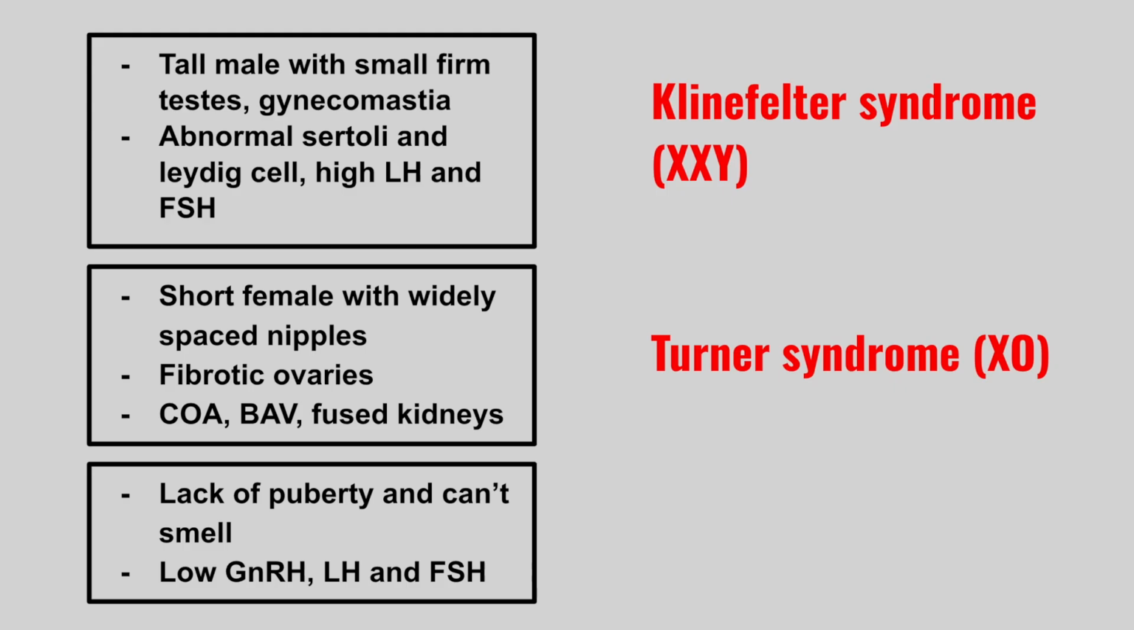Next, we have a patient who is lacking puberty and can't smell properly. They're going to have a low GnRH, LH, and FSH. So this is Kallmann syndrome. Now remember, in Kallmann syndrome, it's a form of hypogonadotropic hypogonadism, and it happens due to defective migration of the neurons and failure of the olfactory bulbs to develop. So the smell issues here are very, very important.